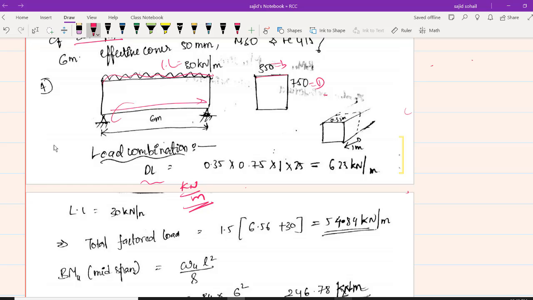So what you have to do? Breadth into depth into length. You can take 6 meters, and you will get the load in kilonewton, or if you take just 1 meter, you will get the load in kilonewton per meter, because you are calculating per 1 meter, right? So I'm just taking 1 into the unit weight of concrete.